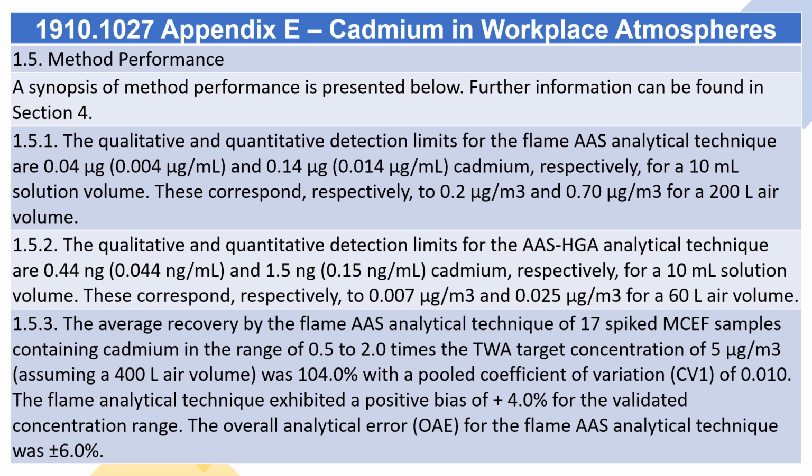1.5.3. The average recovery by the flame AAS analytical technique of 17 spiked MCF samples containing cadmium in the range of 0.5 to 2.0 times the TWA target concentration of 5 micrograms per cubic meter, assuming a 400 L air volume, was 104% with a pooled coefficient of variation, CV1, of 0.010. The flame analytical technique exhibited a positive bias of +4% for the validated concentration range. The overall analytical error, OAE, for the flame AAS analytical technique was plus or minus 6.0%.